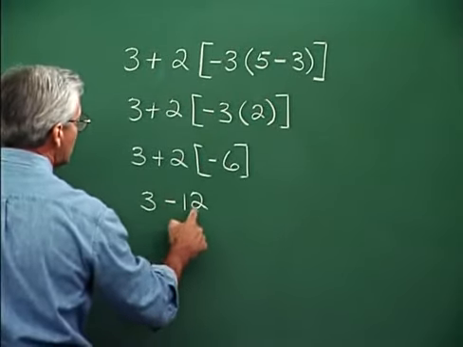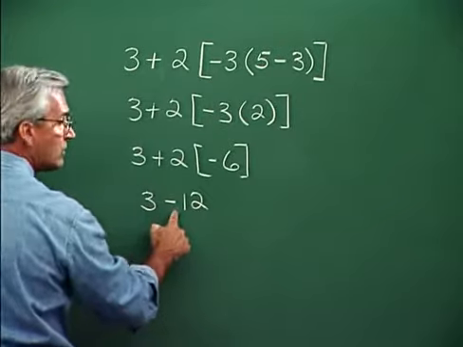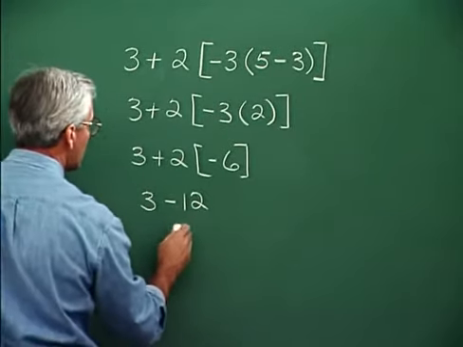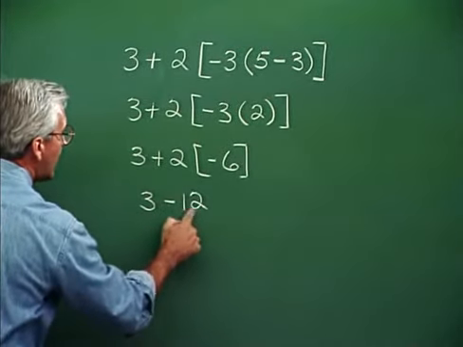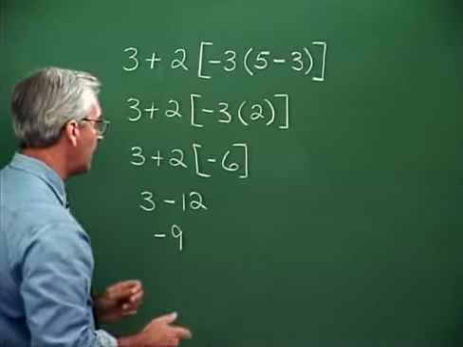Well, with the 3 minus 12, we have different signs, so we end up subtracting, take 3 from 12 to give 9, and attach the sign of the larger of these two, and that sign is negative. So negative 9 is the answer.